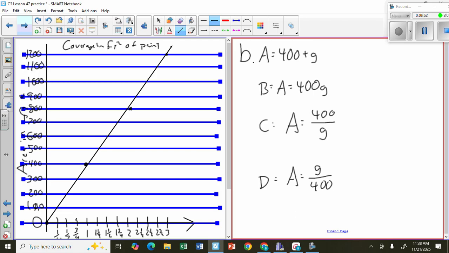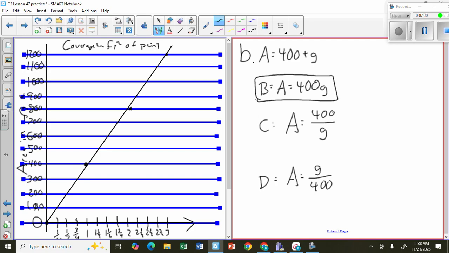1 gallon is 400. 2 gallons is? 3 gallons is? Okay, so is that one true? All right, so what I'm going to do is write down B. Let's look at why C and D are wrong.